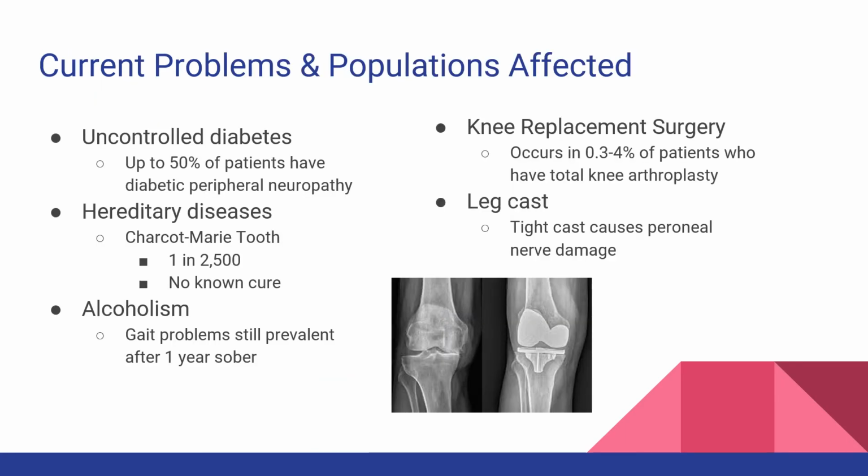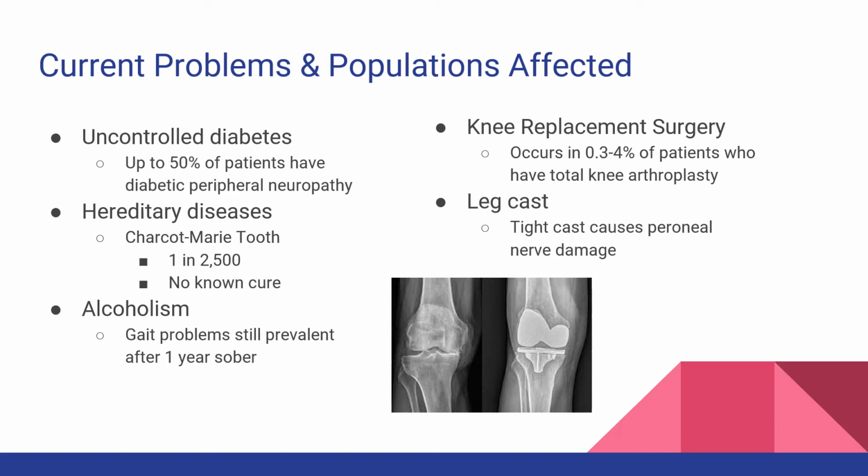Next, we will discuss current problems in populations affected by Steppage gait. Some of those populations include people with uncontrolled diabetes, hereditary diseases, alcoholism, people who have had knee replacement surgery, and even those who have had a leg cast. Low-income populations have a higher percentage of these Steppage gait issues just because they deal more with diabetes and alcoholism. With each of these populations that we found affected, we also found some current problems.